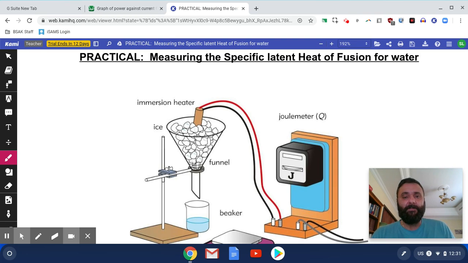Here's a little bit of feedback on the specific latent heat practical, the one where you watched a video and I melted some ice and measured the mass of the melted ice, and we used the amount of energy to find out the specific latent heat of fusion of water, which, if you remember, is the amount of heat energy required to melt exactly 1 kilogram of ice. Okay, so let me just run you through the calculations.